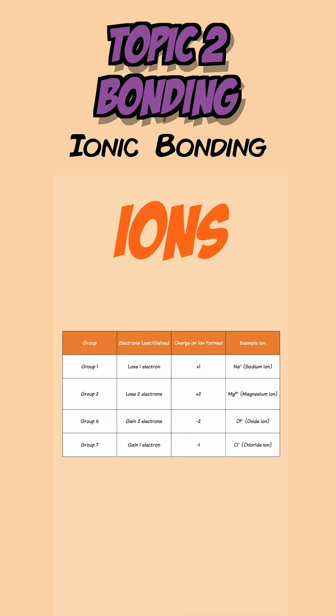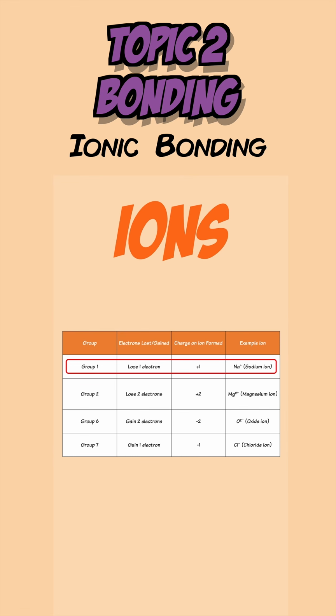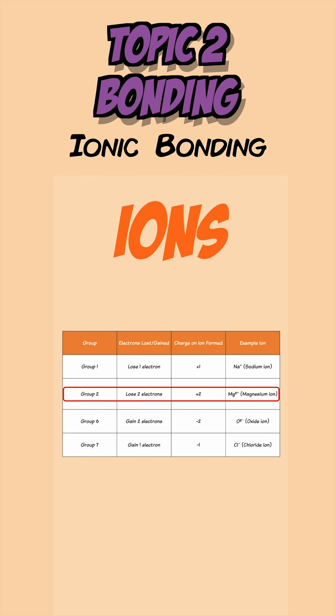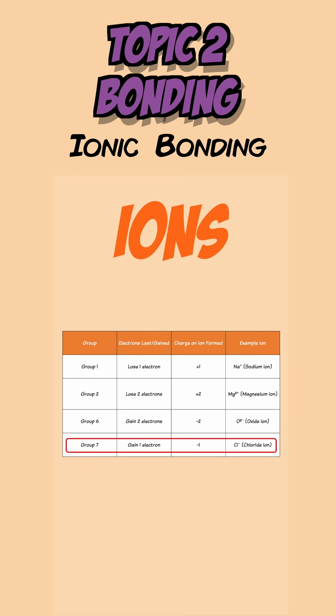You can usually predict what type of ion an atom will form by knowing the group of the element that it's in. Group 1 elements form +1 ions, Group 2 elements form +2, Group 6 form -2, and Group 7 form -1 ions. All the other groups have more complicated rules that you don't need to memorize.